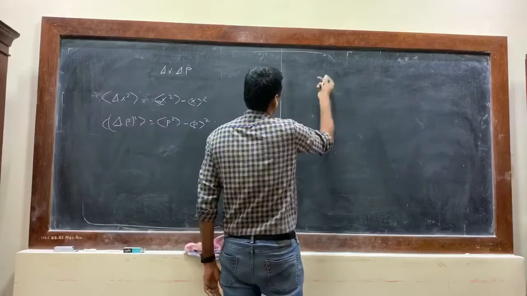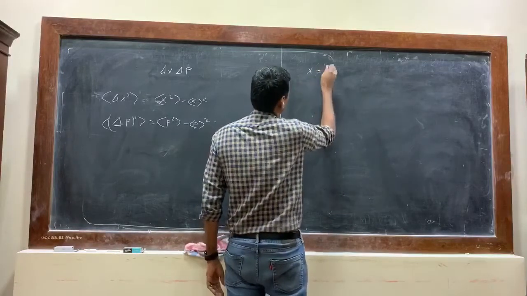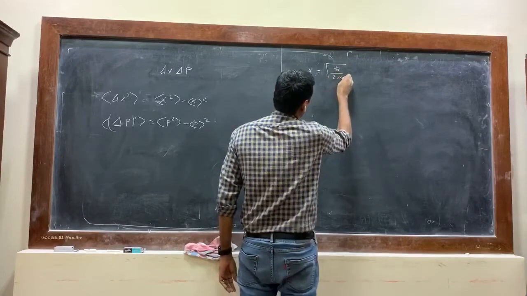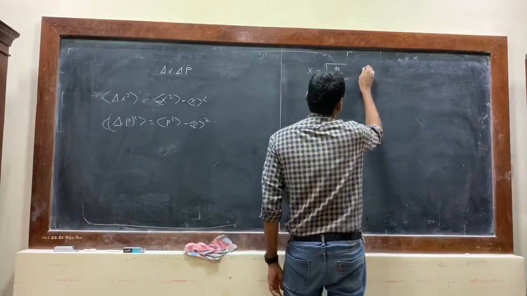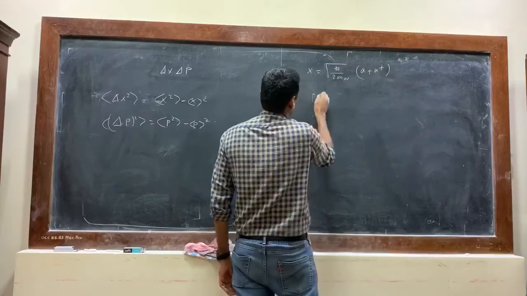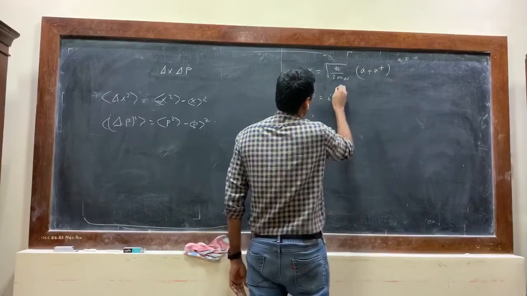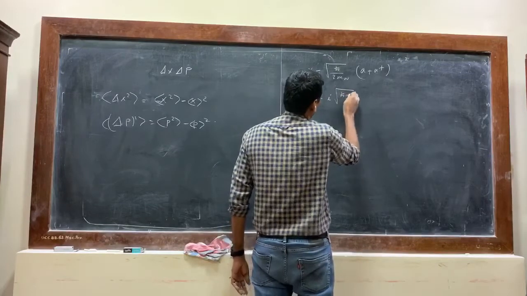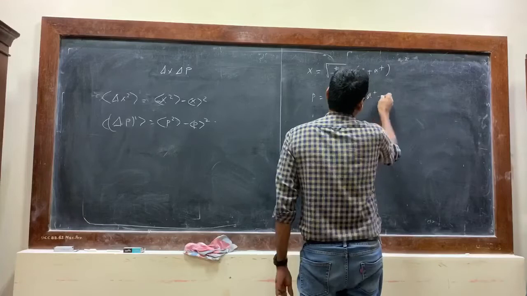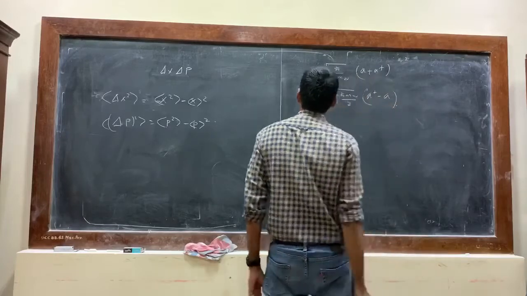First we start with this. We can write x as square root of h cut divided by 2m omega into a plus a dagger. And similarly, p is equal to i into square root of h cut m omega divided by 2 into a dagger minus a. We already evaluated this.